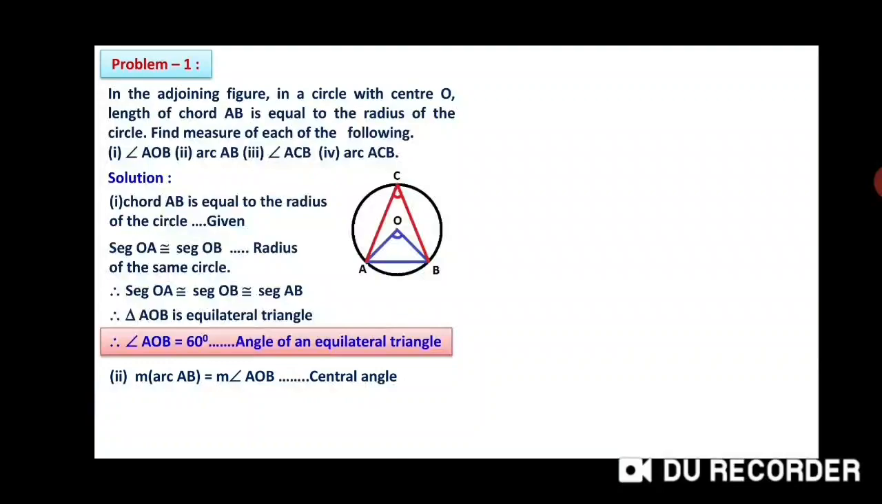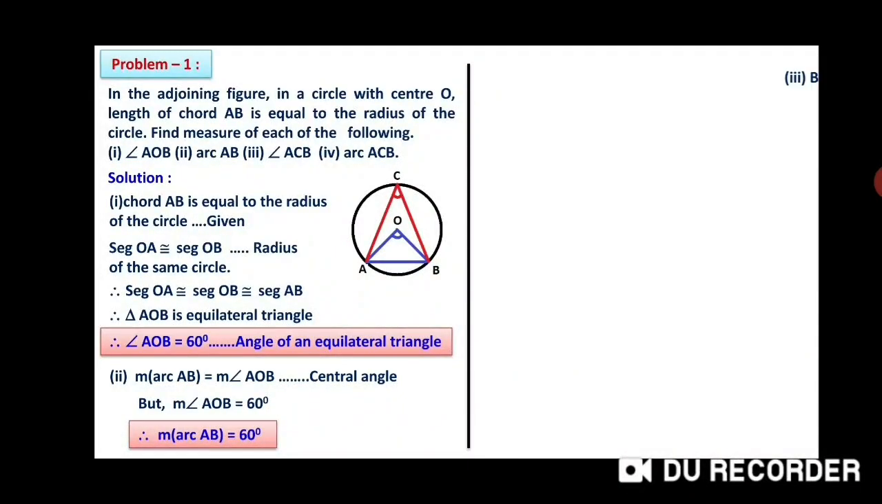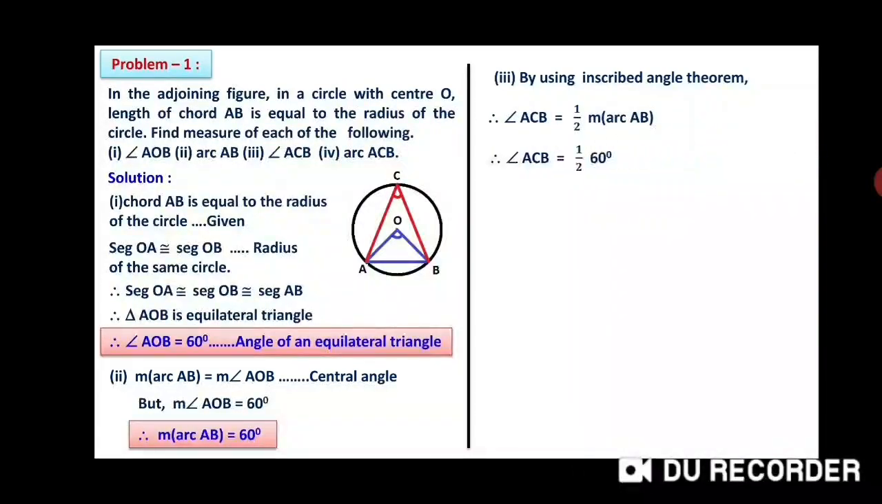We will turn towards the second. The measurement of arc AB is nothing but the measurement of angle AOB, the central angle. Therefore, angle AOB is 60, which means the measurement of arc AB is also 60. Here, by using the inscribed angle theorem, we can write the measurement of angle ACB is half of the measurement of arc AB. Arc AB we have calculated, it is 60. Therefore, angle ACB is half into 60. After simplification, you get angle ACB is equal to 30.